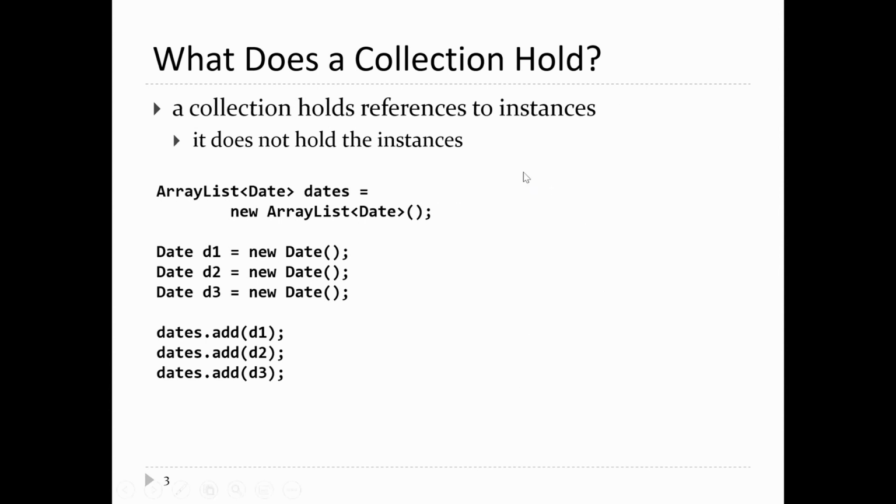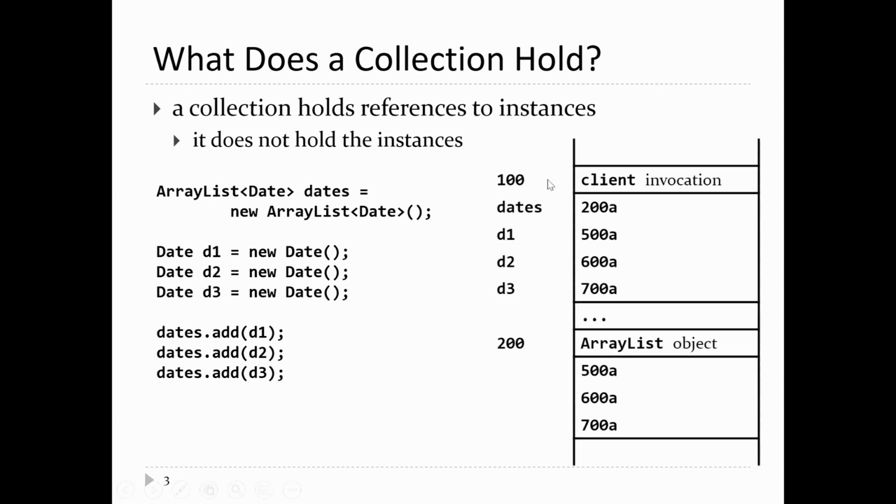Okay, now, you've got a list or a set or a map. What exactly does that thing hold? Does the collection hold the objects themselves, or does it hold references to the objects? It turns out it holds references to the objects. So if I make a list of dates, I make 3 dates, and then I add them to the list, the question is what happens to that list object?